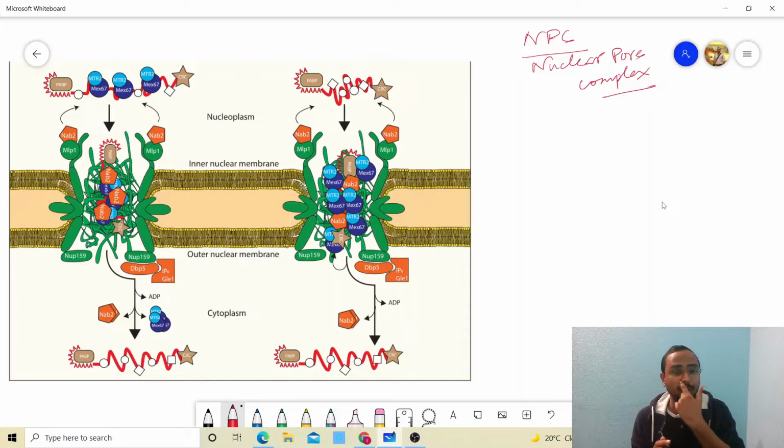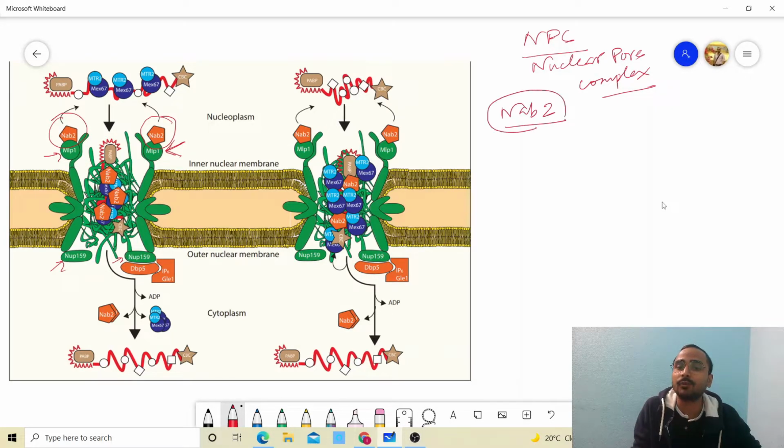So there are two components, as you will see. The green components are integral part of the nuclear pore complex, and one component is named MLP1. MLP1 will help the binding of NAB2. Now NAB2, this is an important protein.